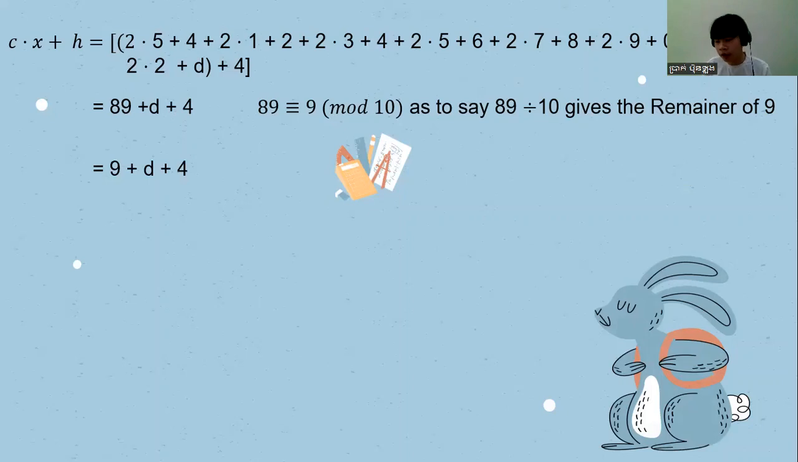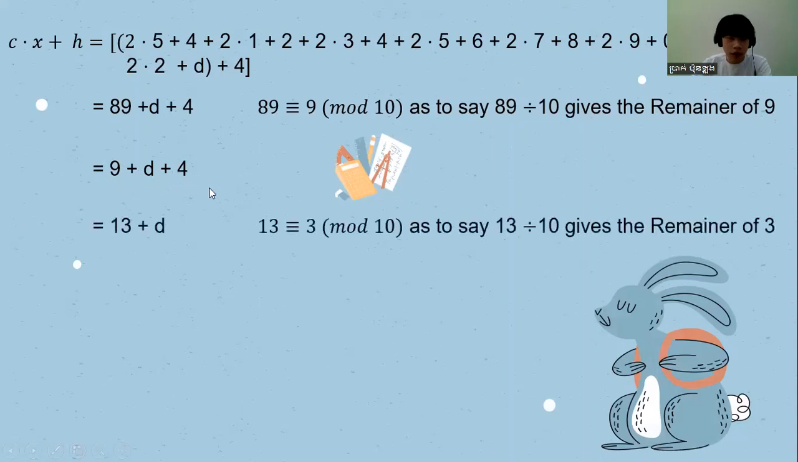We calculate the number in modulo 10. We can say that 89 is congruent to 9 modulo 10, which is 89 divided by 10 giving the remainder of 9. And then we get the result 9 plus D plus 4. 9 plus 4 is equal to 13. We get 13 plus D.